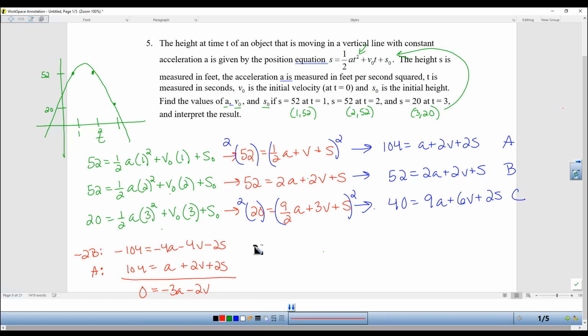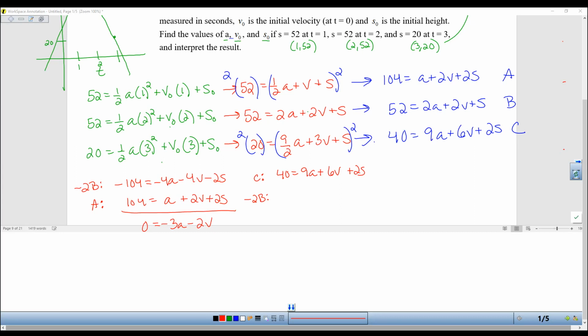Now I need another set of equations. So I have to use C. And again, I'm going to use -2b to cancel out my s's. So C is 40 is equal to 9a plus 6v plus 2s. And -2b is going to be just like last time. -104 is equal to -4a minus 4v minus 2s. So my s's cancel, and I get -64 is equal to 5a plus 2v.